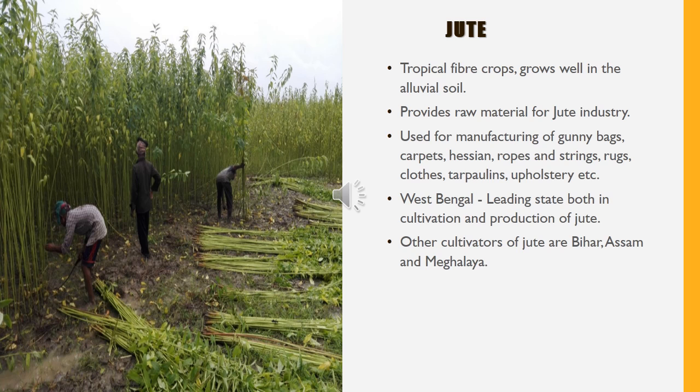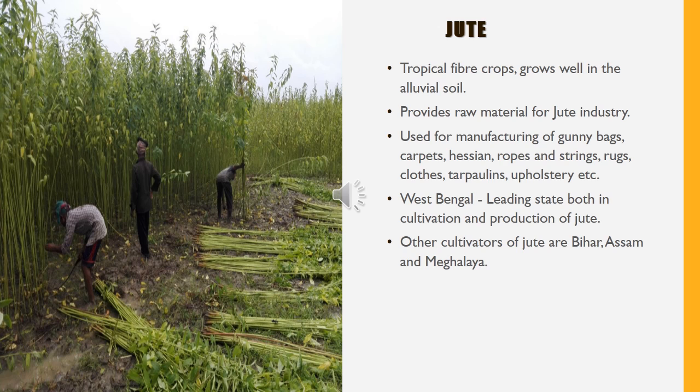It is used for manufacturing gunny bags, carpets, hessian, ropes and strings, rugs, clothes, tarpaulins, upholstery, etc. Tarpaulin is used to cover the goods in heavy vehicles like lorry, tempo, etc. Upholstery is the covering of chairs and sitting materials. Sometimes in sofa sets and seats we cover them with something. That is the upholstery.